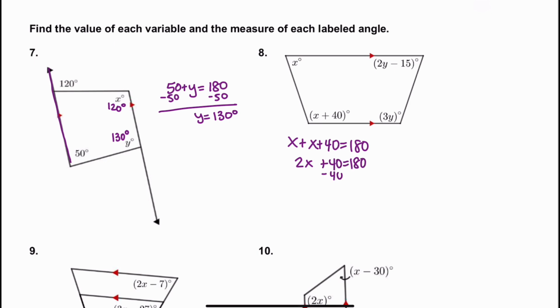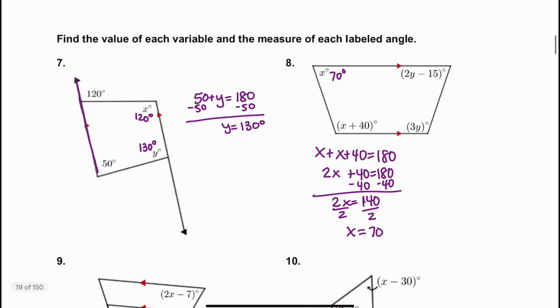I minus 40 from both sides, and that's going to equal 140 degrees. I divide by 2, and 140 divided by 2 is 70. So x has to equal 70. So this angle would be 70 degrees. And down here, 70 plus 40, that would be 110 degrees.